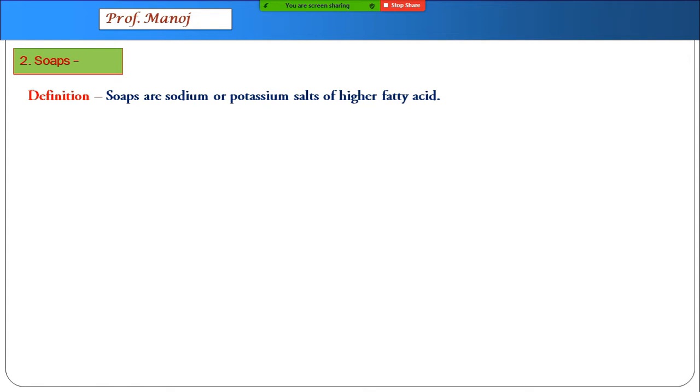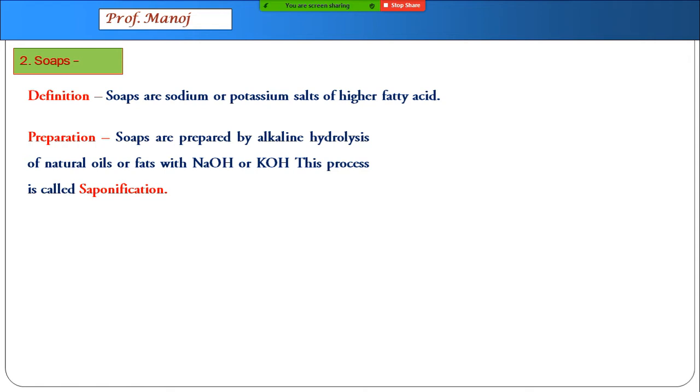Soaps are either sodium or potassium salts of higher fatty acids. Now, what are higher fatty acids? We just saw on the previous screen oleic, linolenic, palmitic and those other acids. They are fatty acids containing 11 to 17 carbon atoms. That is why they are called higher fatty acids. We will see their process also.